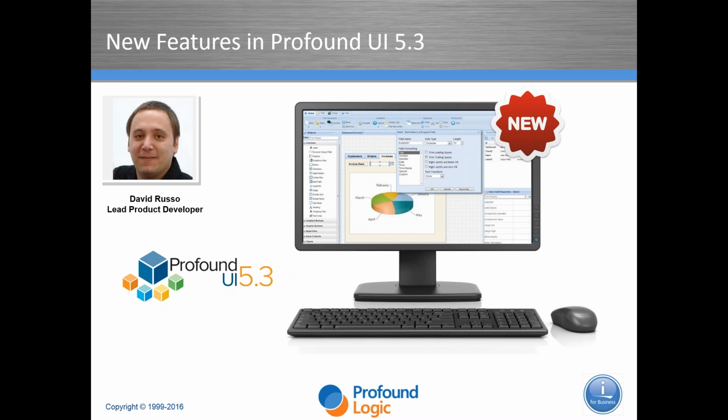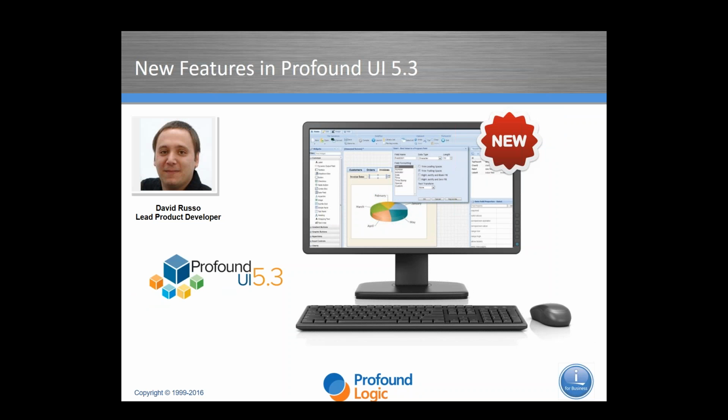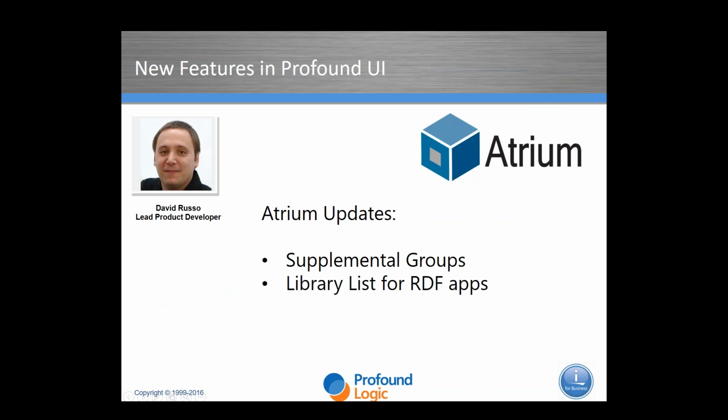As Amanda mentioned, the new features that we've added in Profound UI 5.3 fall into a number of different areas, and I've prepared some demonstrations of these new features for you. The first area that we're going to look at is Atrium. Atrium is our menu portal module for Profound UI, and we've made a couple of updates here based on customer demands. The two new features that I'm going to show you today are what we call supplemental groups, and I'm also going to show you some new options that you have for setting library lists for rich display file applications within Atrium.